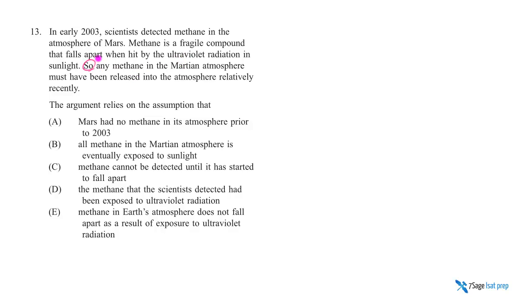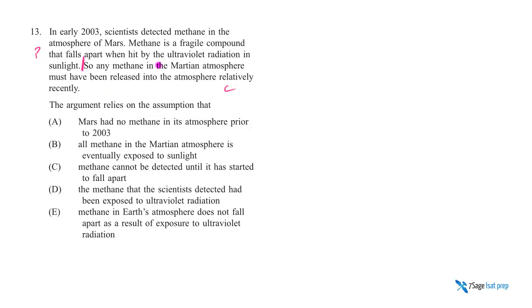So here's the conclusion. From this point on, I guess I learned something about methane. It's very fragile when ultraviolet radiation from the sunlight hits it, and it falls apart. But in early 2003, we detected some methane in the atmosphere of Mars. So from this phenomenon, we're going to try to come up with a conclusion, a hypothesis, to explain it. The conclusion is any methane in the Martian atmosphere must have been released recently.